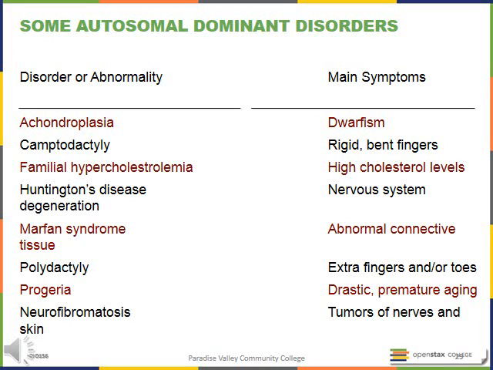Camptodactyly, this is where you have, and I can show you on my own fingers, which is why I wear my rings that I have. Camptodactyly is rigid or bent fingers. So like if you were to stretch your fingers out straight, this would mean that the very tip, that last joint by your fingernail, is going to be bent downward. Okay. It also means that the rest of your finger is very straight. Okay, it's very tight. Sometimes it can't be moved.